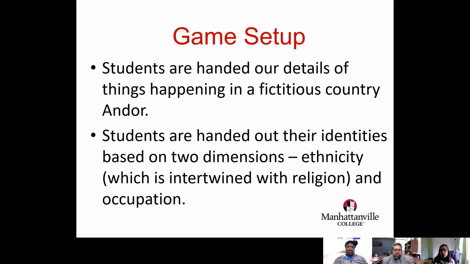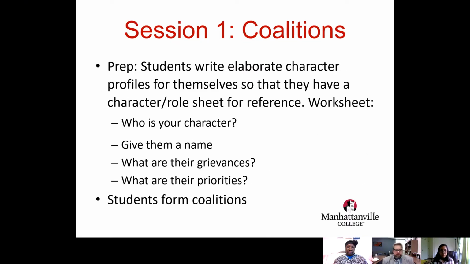As I wrote before, in a larger class, I've done ethnicity and religion separately, and then the occupation, and that also has really interesting outcomes. So that's the setup, right? And essentially, in session 1, the first thing they do is to form coalitions, right? So they have to decide who their friends are and who their enemies are.